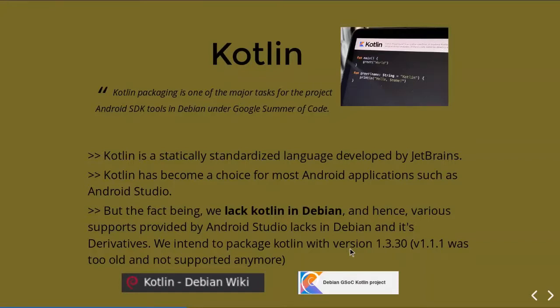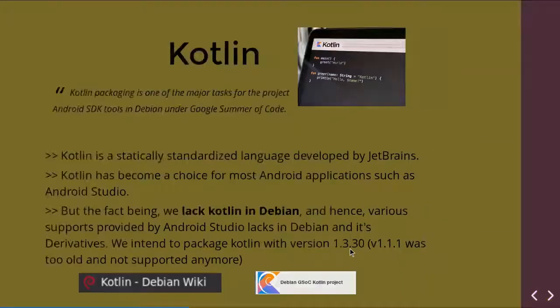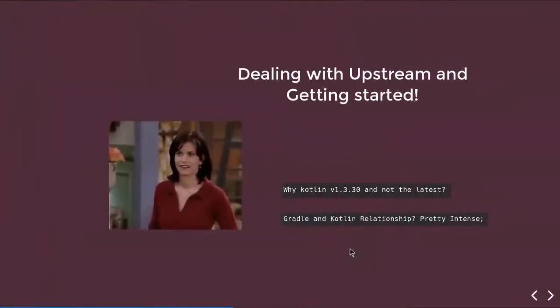We intended to package Kotlin with version 1.3.30. The documentation for Kotlin can be found at the Debian wiki under Kotlin, and the updates can be found at the Java pages on Debian, under the title Debian GSoC Kotlin project. On getting started and dealing with upstream, many questions were asked by different people on the upstream channel: why are you packaging Kotlin 1.3.30, why are you not using the latest Gradle, why are you not using the latest Kotlin source if you're building it?